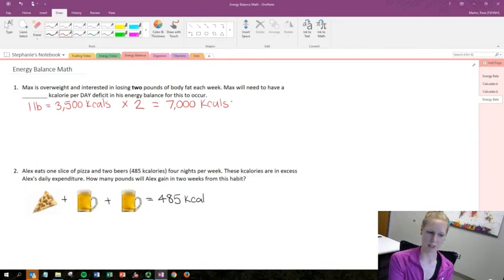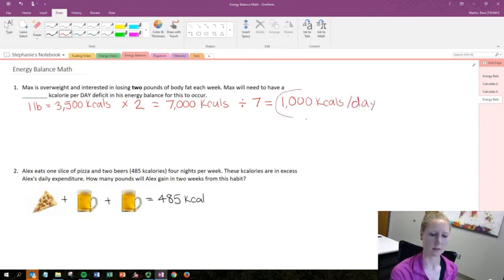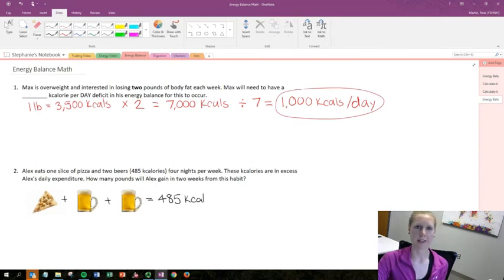So the question asks us per day. All we got to do now is divide by 7. When we divide by 7, we see that the total is 1,000 kcals per day is the total amount that he needs to be in deficit. He needs to burn more than he is consuming by 1,000 calories each day in order to lose 2 pounds per week.